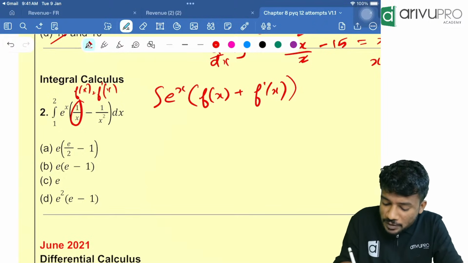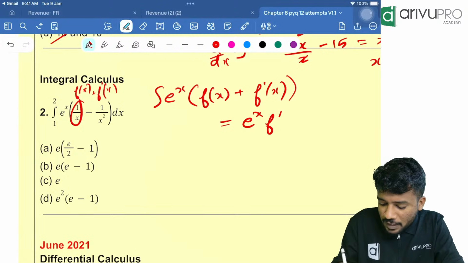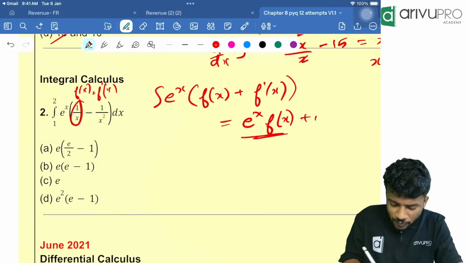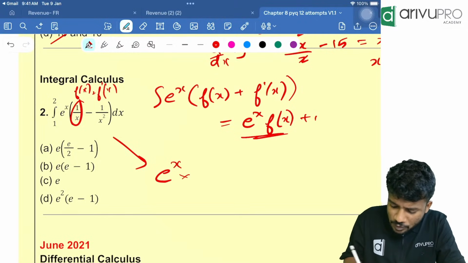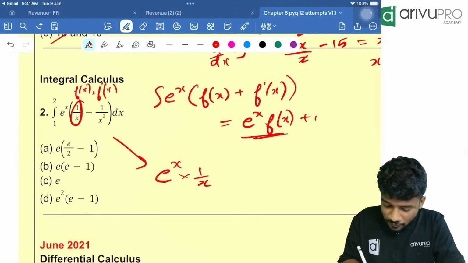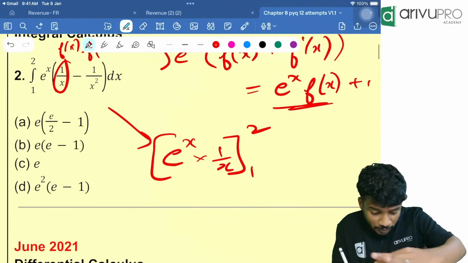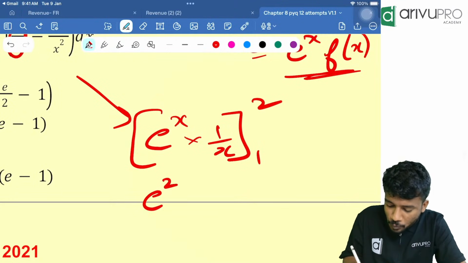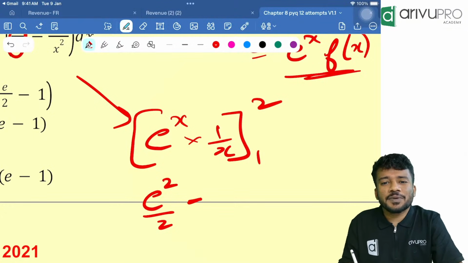Correct? So what is the formula for this? That is nothing but e raised to x into f of x plus c. Now you will apply it over here. That means from this you will get e raised to x into f of x, where instead of f of x, 1 by x is sitting there, from 1 to 2. Now apply the limit, people, 1 to 2. Now apply the limit. E raised to 2 by 2 minus, because e raised to x into 1 by x is what?